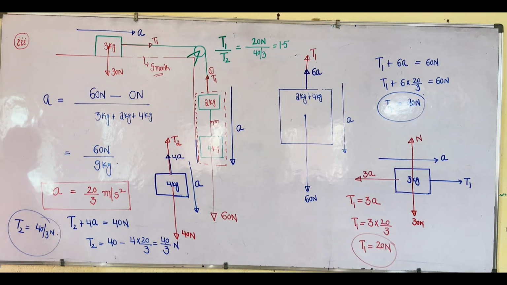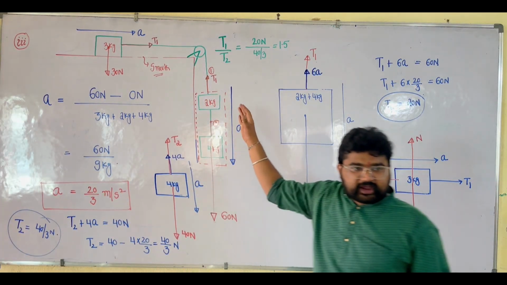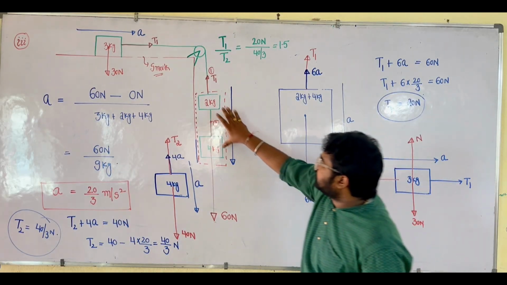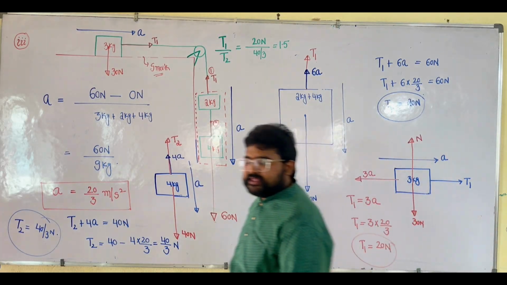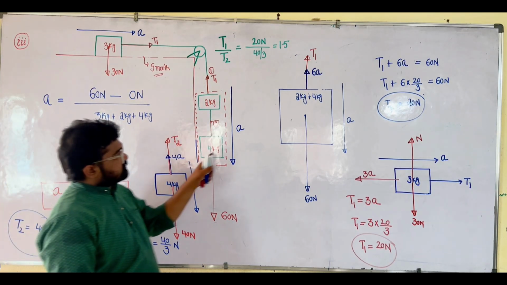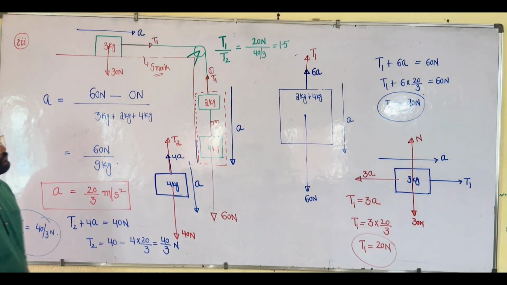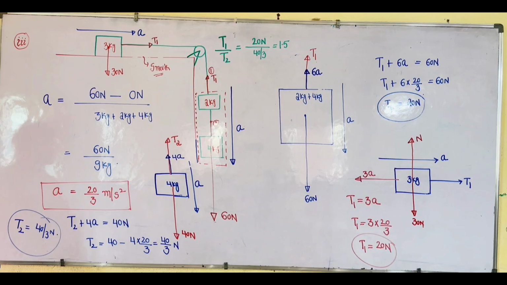Okay, next question number 4. So here connecting bodies also covered. First we need to combine these two masses. Next. This is the free body diagram for 4 kg mass. This is the free body diagram for combined 2 kg and 4 kg. Next, fourth one.